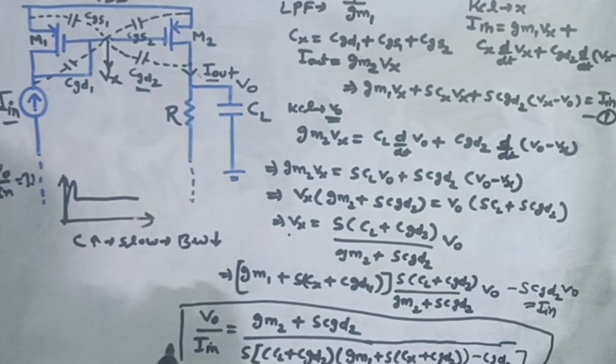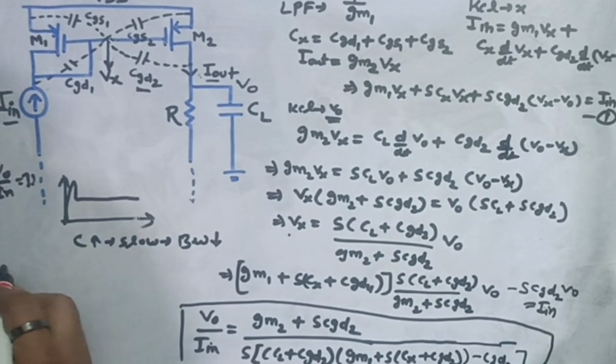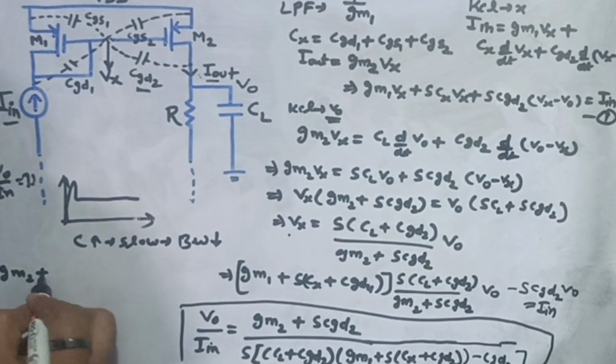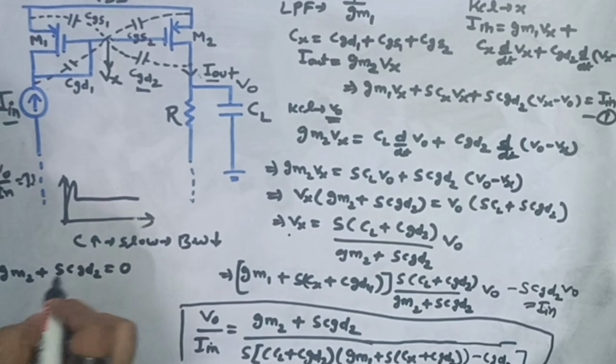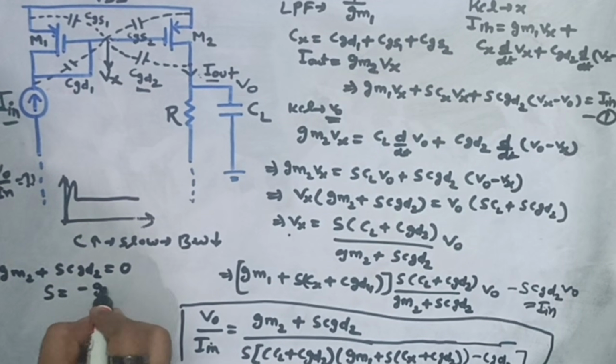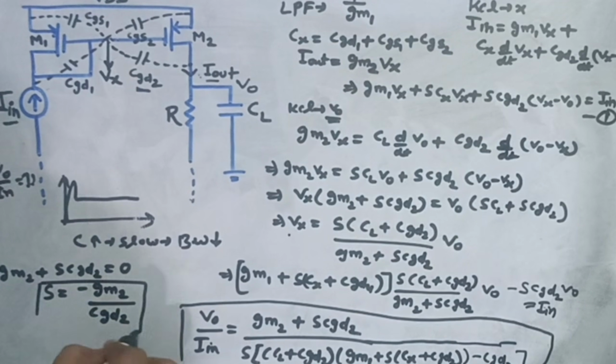So if I have to write the value of the pole and zero from this transfer function, the zero is pretty much easy. I need to equate this numerator part equal to 0, and if I do so, I will get gm2 plus s CGD2 equal to 0. I can write the value of the zero as equal to minus gm2 divided by CGD2. This is the zero.